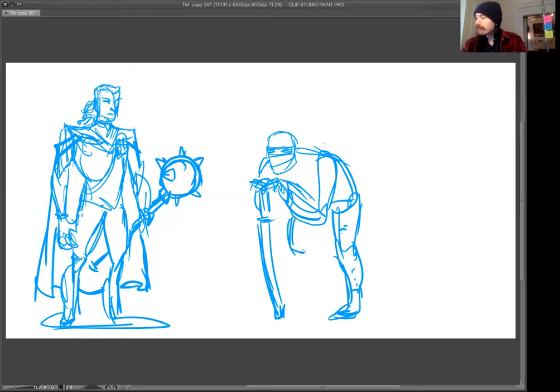What if for whatever reason his leg didn't quite get finished? Maybe the plastic got a little warped, so he's got a bit of a bum leg. So that's what we're giving him here. We're giving him a little bit of a misshapen leg.